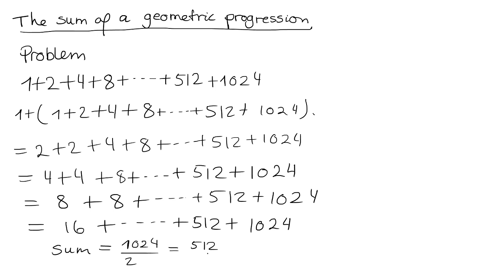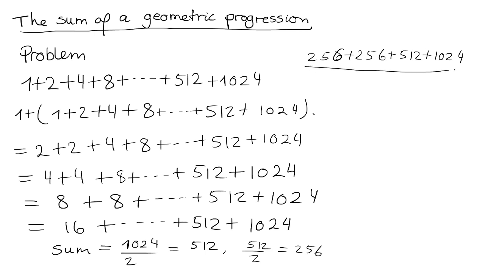512. But 512 divided by 2 simply equals 256. So we keep going until we have, say, 256 plus 256, which equals 512 plus 512. Okay, plus the 1024.